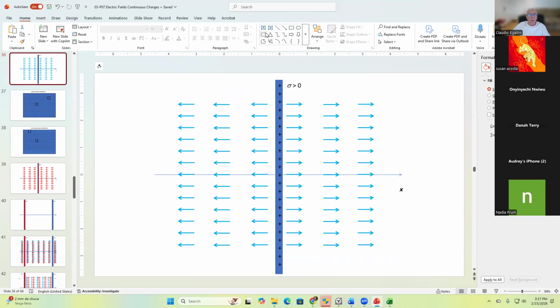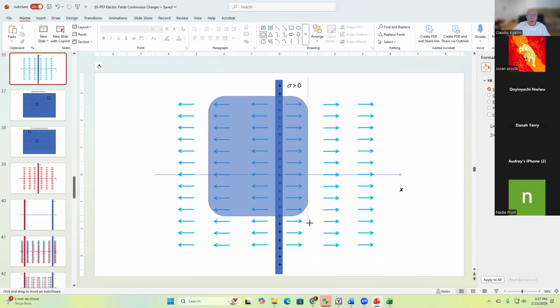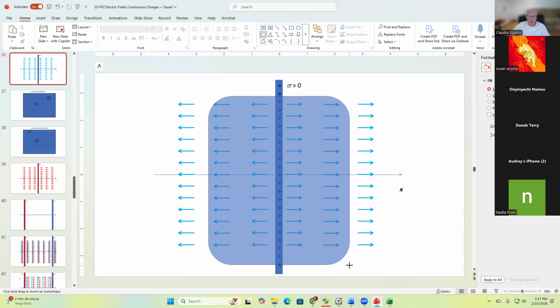If you're going to say, is the field distribution uniform here in this region? No, in this region it wouldn't be uniform, because on the left side the field is pointing to the left, on the right side the field is pointing to the right. Okay?